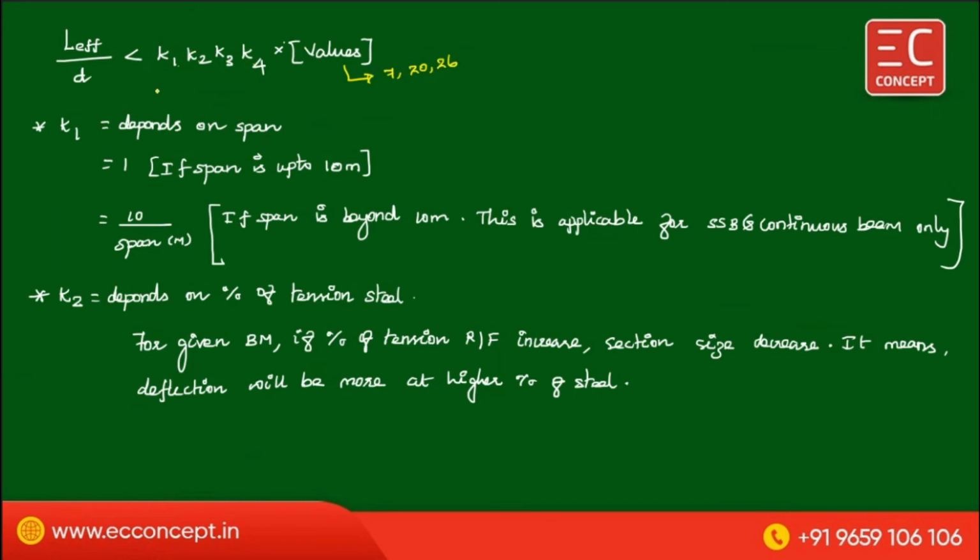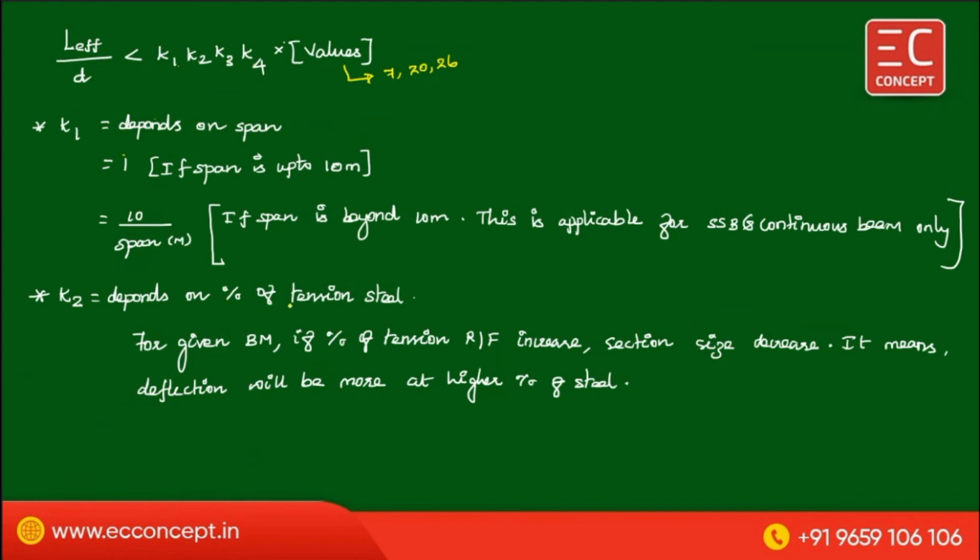The first one is K1. K1 depends upon the factor of span. K1 is equal to 1 if the span is up to 10 meters. If the span is beyond 10 meters, then in the place of K1 you have to use 10 divided by span. This is only applicable for simply supported beam and continuous beam, not for cantilever beam. Then K2.